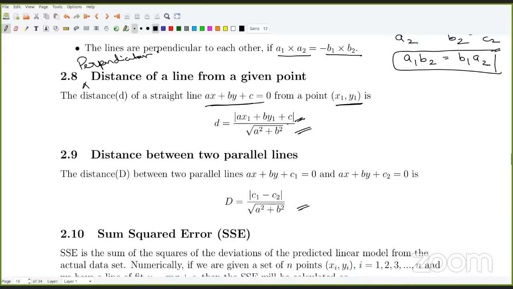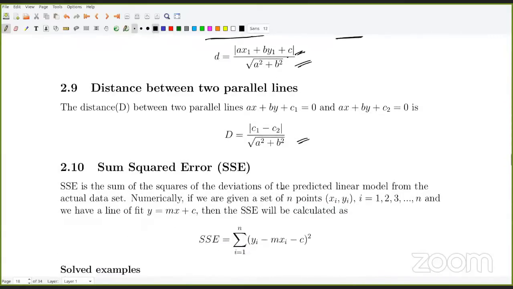And the same thing goes with the distance between two parallel lines. The distance between two parallel lines can be found by subtracting C1 from C2 or C2 from C1, taking the modulus and dividing it by square root of a square plus b square. So these are the two formulas. You might use them in bigger questions, but you just have to remember these formulas.